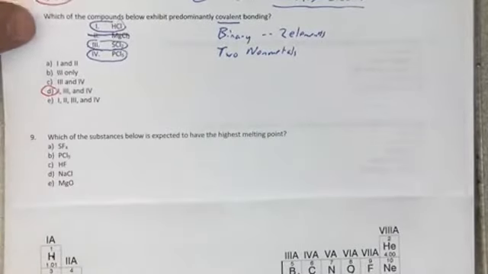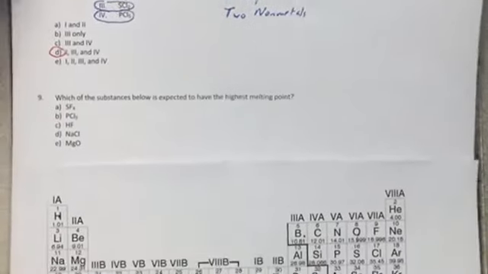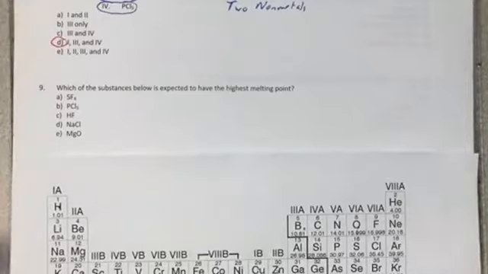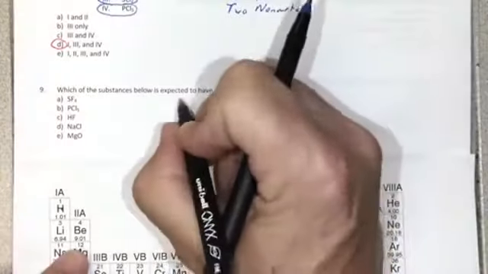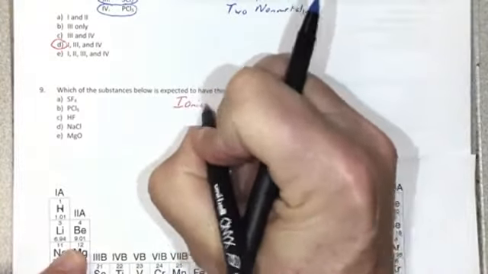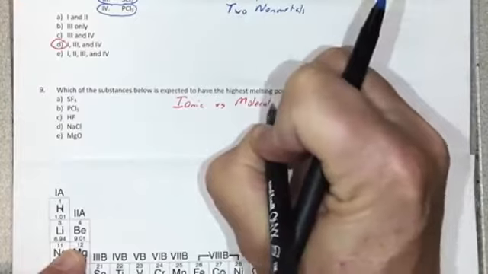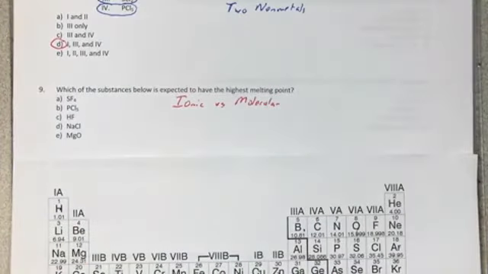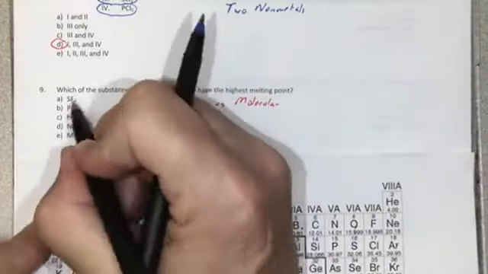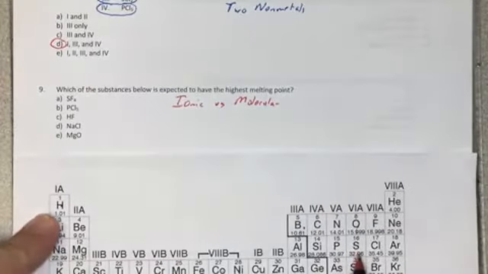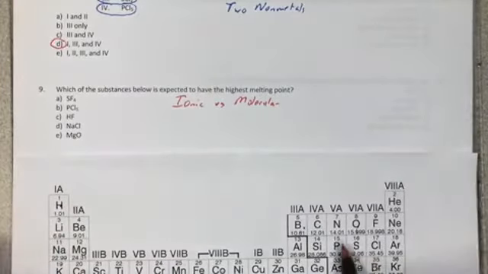Question number 9 says, which substance below is expected to have the highest melting point? So this is similar to the questions that we saw earlier. The first thing you do is compare ionic versus molecular, because ionic compounds almost always have higher melting points than covalent compounds. Well, sulfur tetrafluoride, as we look at the periodic table, sulfur and chlorine are both nonmetals.